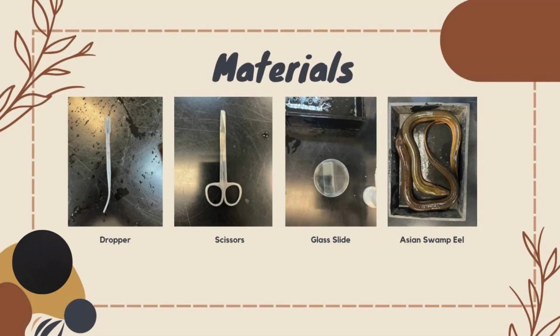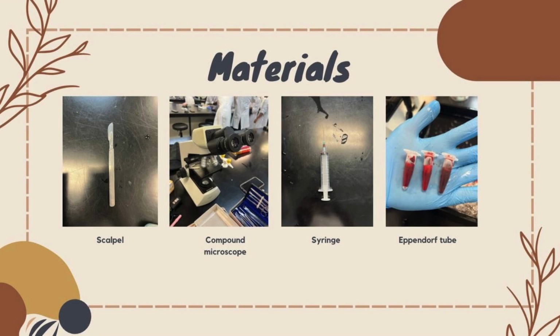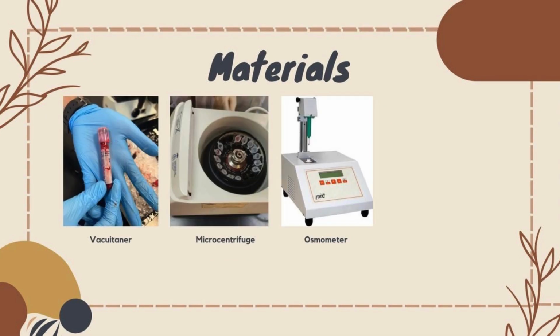Okay, so the materials used in lab 5 are dropper, scissors, glass slide, Asian swamp eel, scalpel, compound microscope to observe the red blood cells and white blood cells, syringe, Eppendorf tube, vacuum tube, microcentrifuge, and also the osmometer.